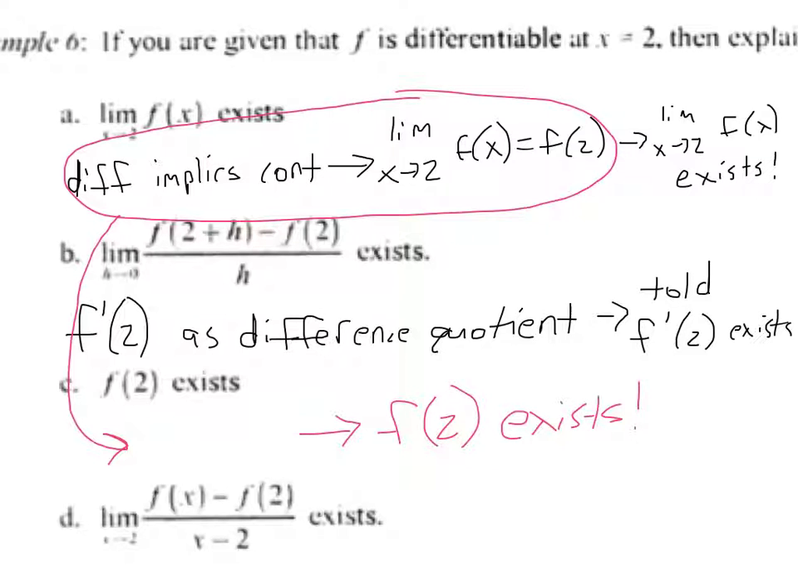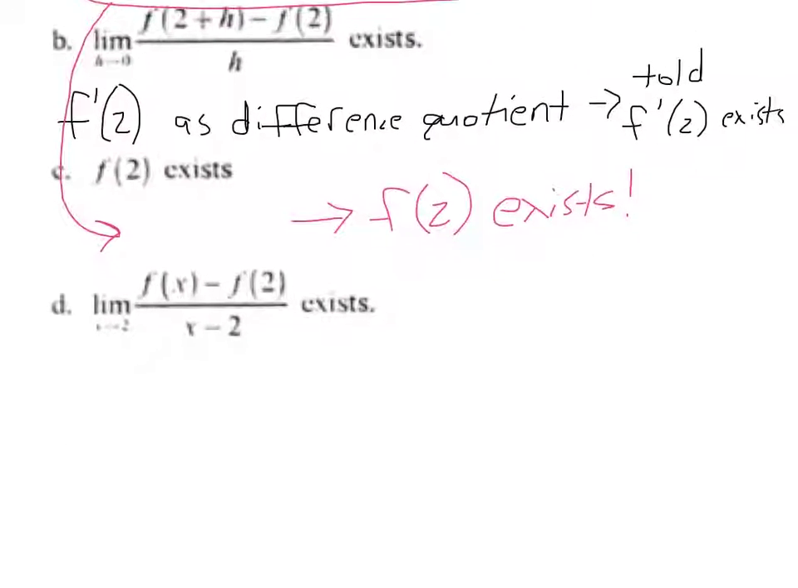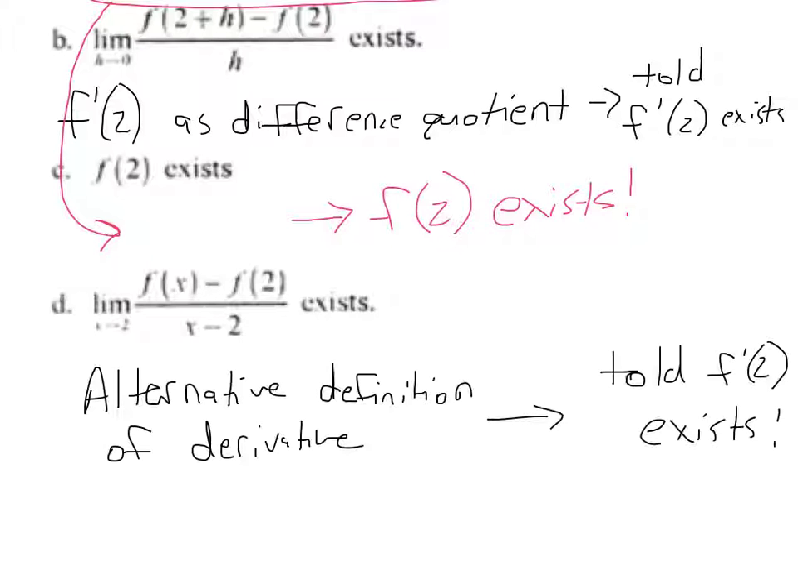Last part here. Let me see if I can zoom everything up. There we go. What does this last part mean? Look at it very carefully. Any connection that you can make? This one is very similar to part B. We're now using the alternative definition of a derivative.